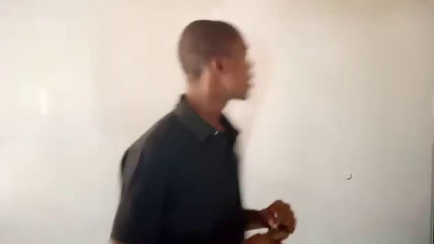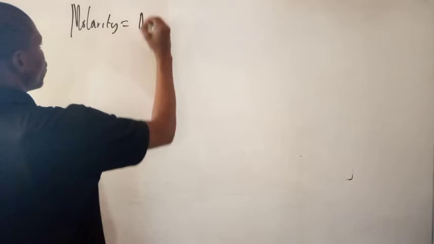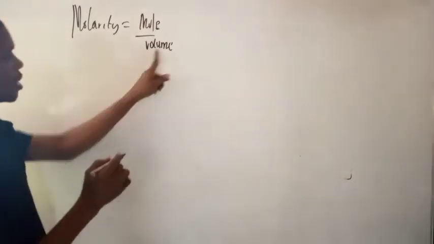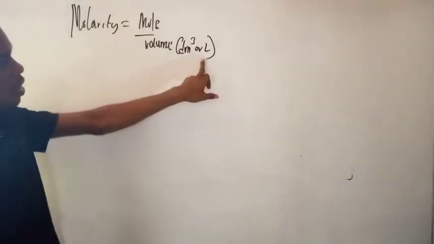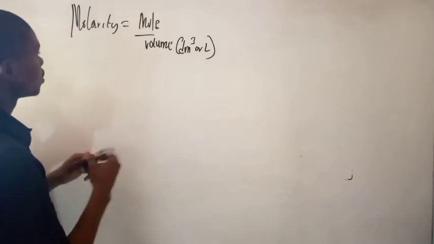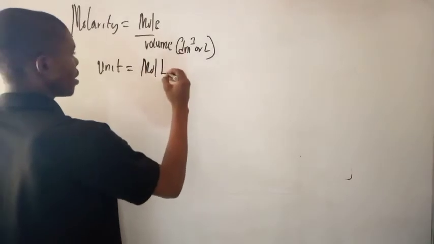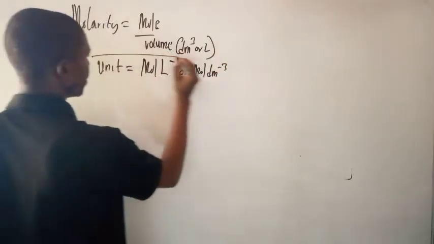So before we start the calculation aspect, let's look at the various formulas you can use to calculate molarity questions. The first thing you want to look at is molarity, which equals moles over volume. Mole is okay, and this volume can be in dm³ or liters, so you can use any one of these. The unit of molarity is going to be mole per liter or mole per dm³. You should take note of this one, very important.